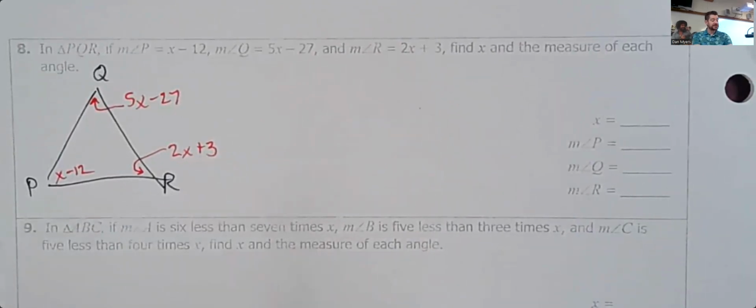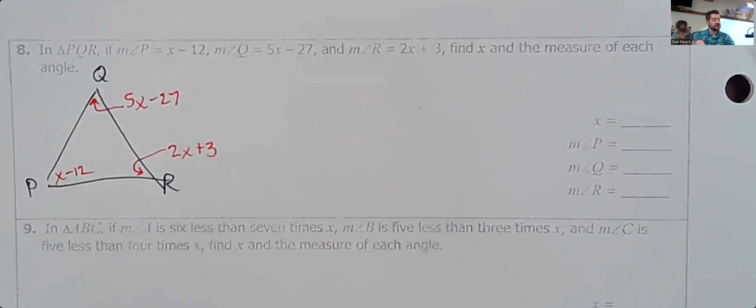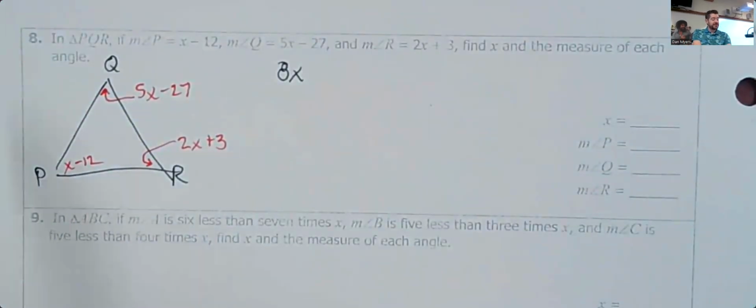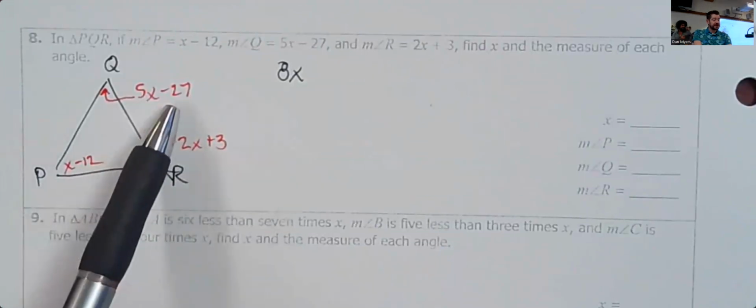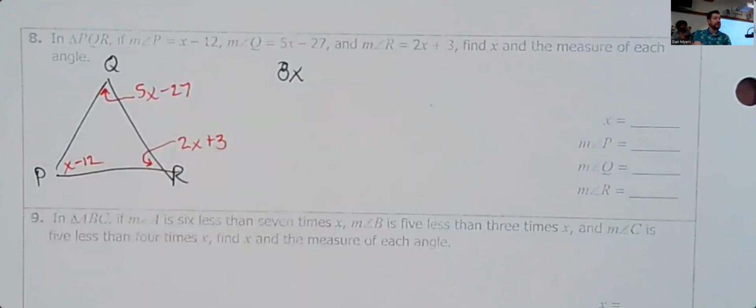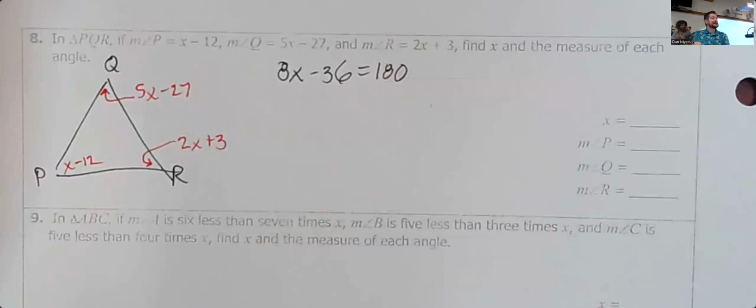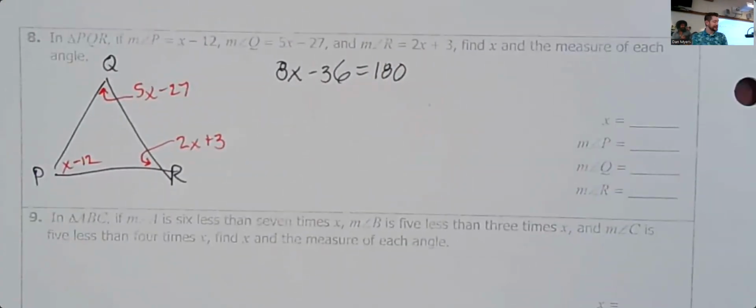So if we combine our like terms, 5x plus 2x is 7x plus one more is 8x. All right, then we're going to put together negative 27, 3, and negative 12. Negative 36. So 8x minus 36 equals 180. That's our equation to solve for x.